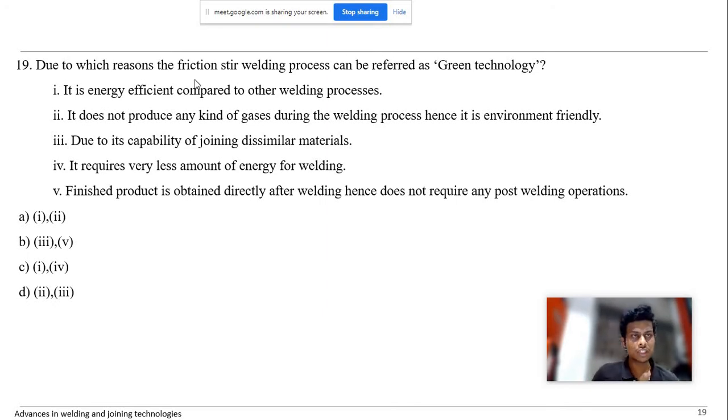So the question is, due to which reasons can friction stir welding be referred to as green technology? Because it is energy efficient compared to other welding processes. All we are supplying is electrical energy, and it does not produce any kind of gases during the welding process, hence it is environmentally friendly. So just now, sir, I explained.